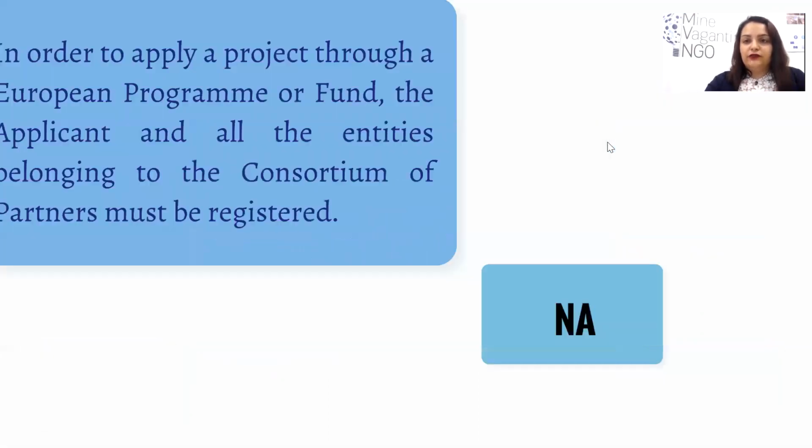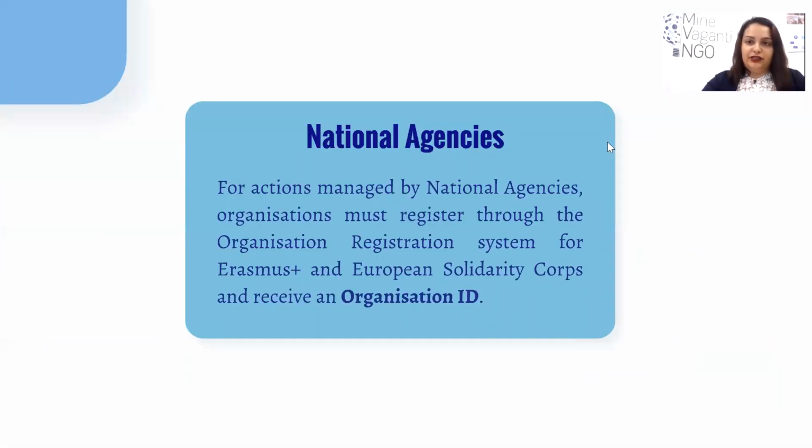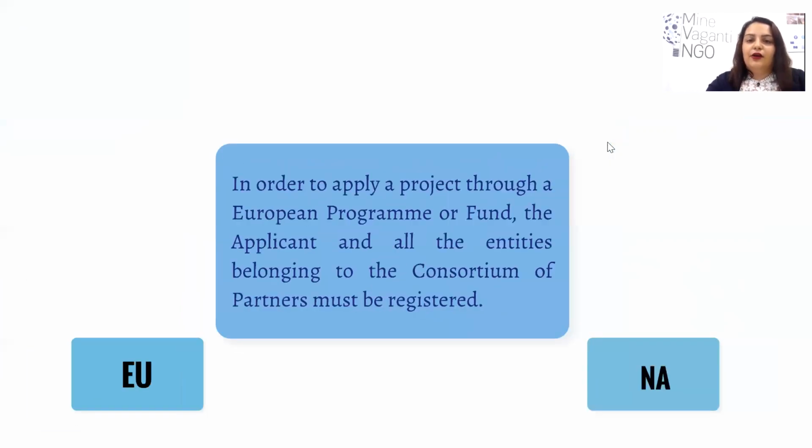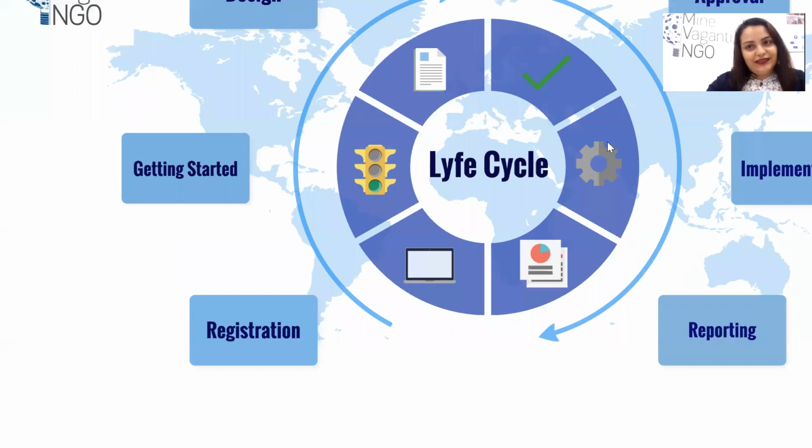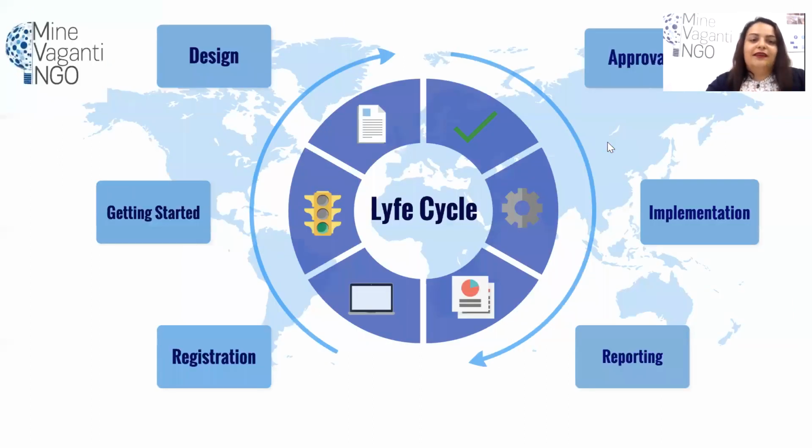Then, if you would like to apply for a project that is managed by a national agency, you register your entity through the Organisation Registration System for Erasmus Plus and European Solidarity Corps, and you will receive the organization ID. Once you're registered, then we can get started.